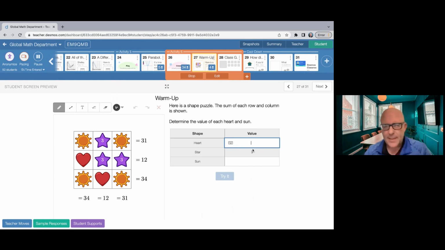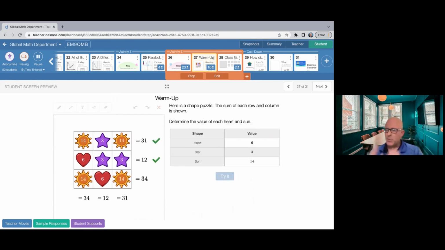I think this heart is 6 because 6 plus 3 plus 3 would give me 12. Now I have to figure out the value of the sun. I'm thinking something along the lines of, let's see, 31 minus, that's 28, maybe 14 here. And then, of course, I'm going to get some good visual feedback while I'm there. But I really did this screen to set up the next screen on screen 28, just showing you how this works.